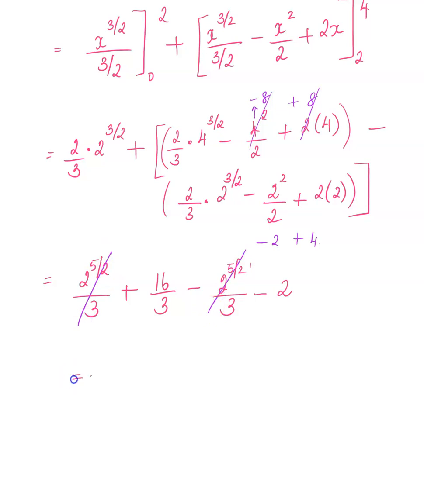And simplifying this, 16 minus 6 is 10, 10 over 3. Okay. Now that was our method 1. So method 1, we broke it into 2 areas and were able to see it very, very clearly.